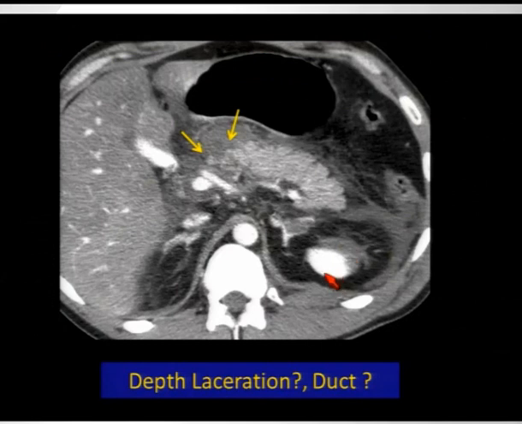At this point, the patient was taken to the OR and a distal pancreatectomy was performed. And the final example, does this patient have or doesn't he have an injury that involves the main duct?